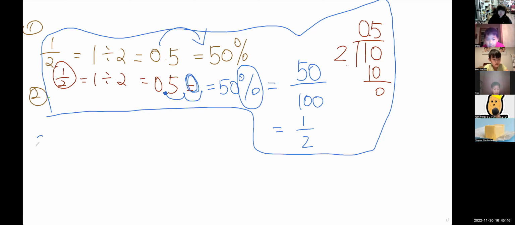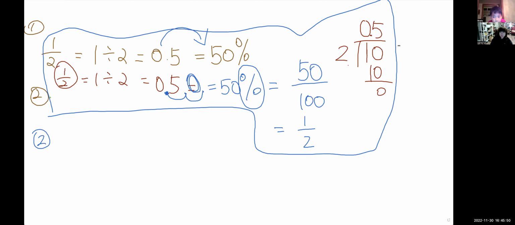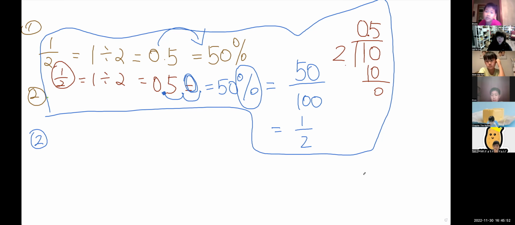Okay, so for number 2 questions, everybody, don't think you already know all these things. But I require that every step by step cannot be skipped, okay? So let's take a look at this one.